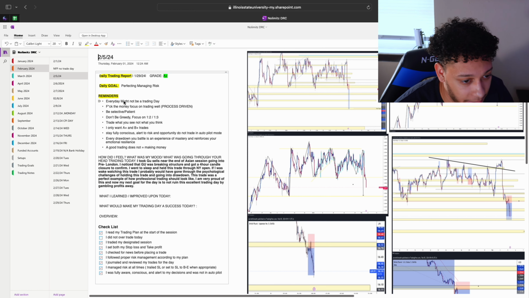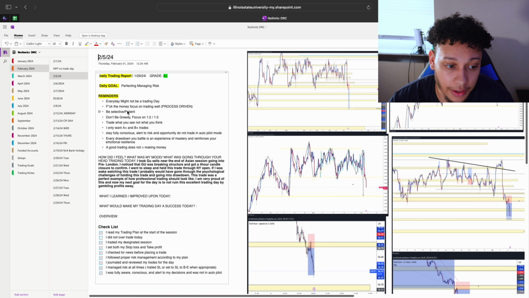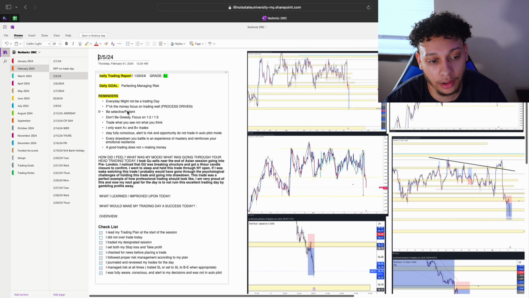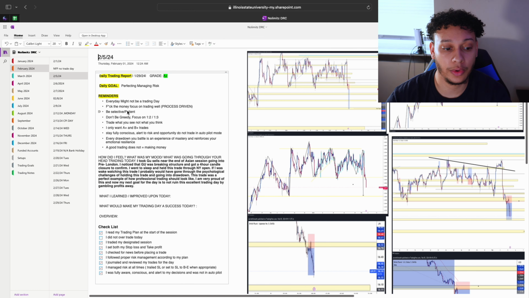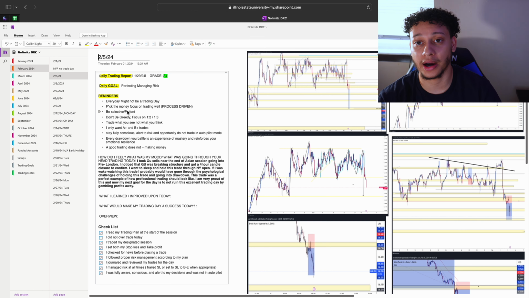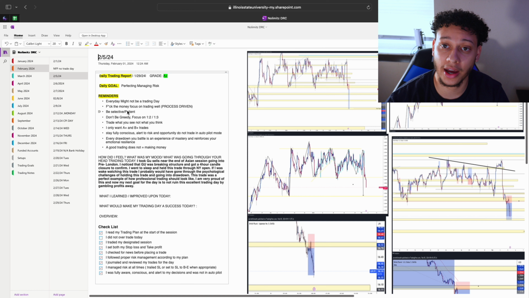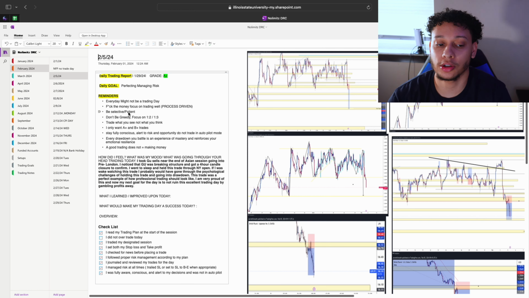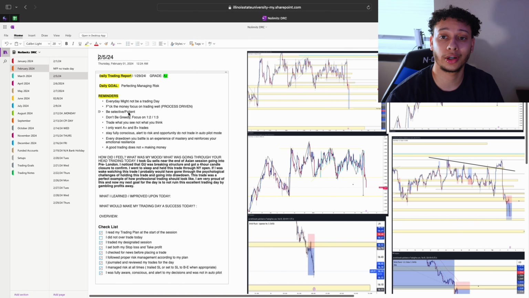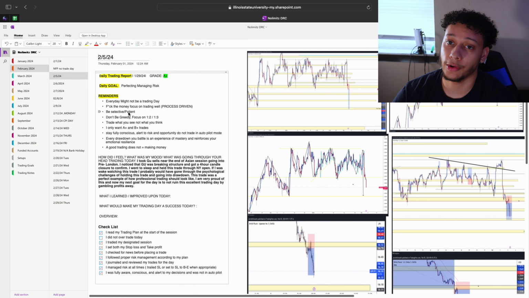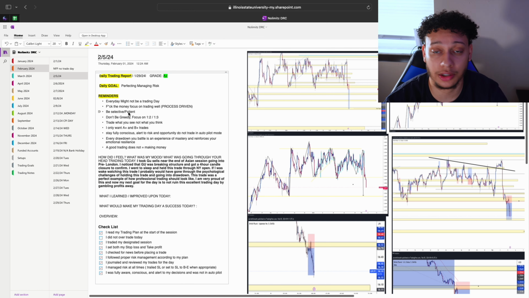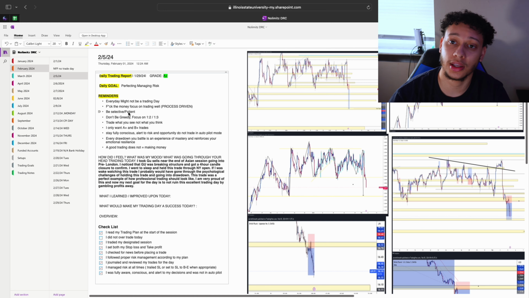So every day might not be a trading day. F the money, focus on trading well. You know, we're not trading to make money. You know, we have to have more of a process driven mindset. Follow the process and the money will come. Have that type of mindset. Don't be greedy. Focus on 1 to 2 risk reward. I know that I'm most profitable with a 1 to 2 or 1 to 3. So, you know, stop trying to chase the home run trades, bro. Small wins add up.